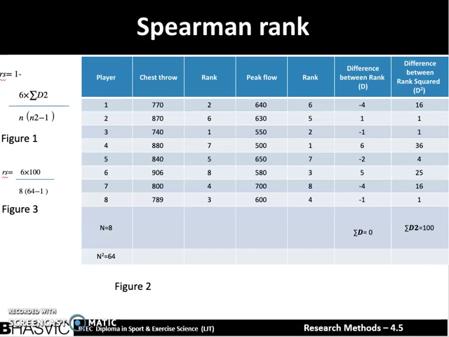So this is the Spearman rank test. This is a test that is non-parametric and is used for skewed data and finding correlations. The equation is in figure 1, which says 1 minus 6 times the sum of d squared, which is 100, over n, which is 8, times n squared minus 1.